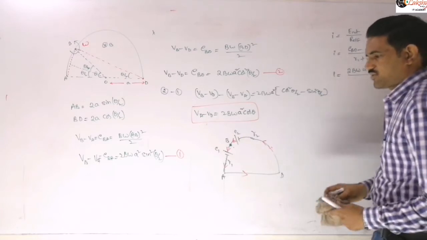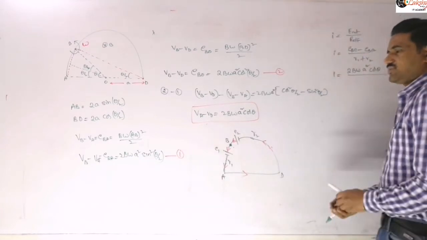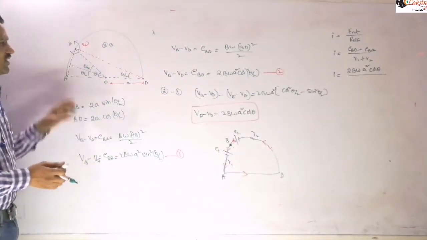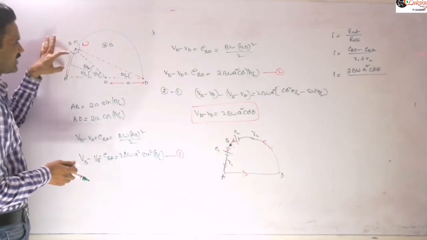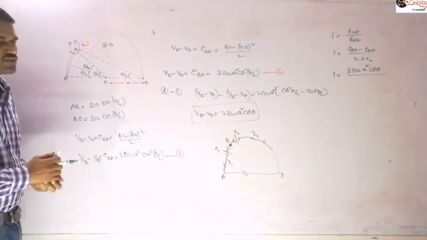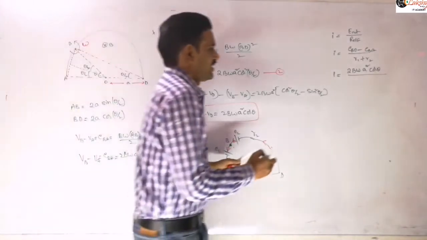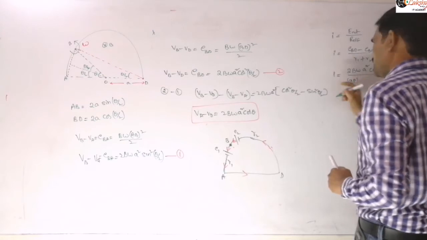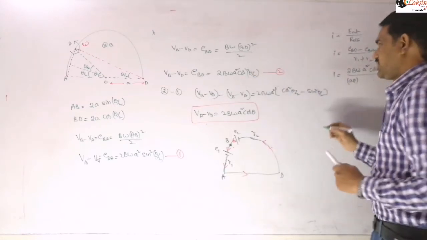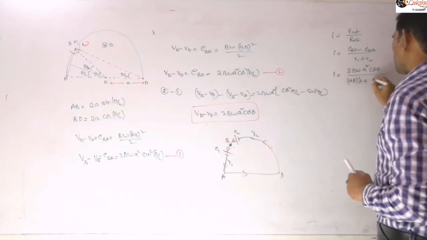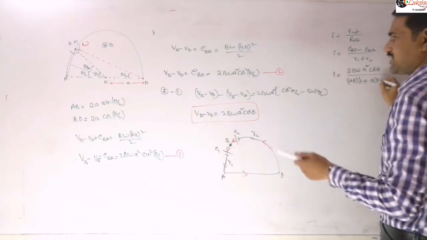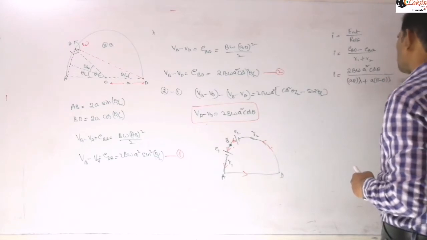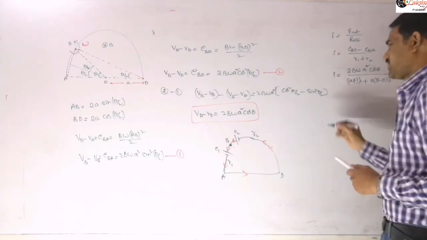Now the R1 and R2 values we need to write here. R1 is nothing but the resistance of this part. The resistance per unit length is given, so the resistance of this part is the length of this part into lambda. The length of this part I can write as A into theta, so R1 is A theta into lambda, plus for R2, A into the remaining angle, pi minus theta, into lambda.